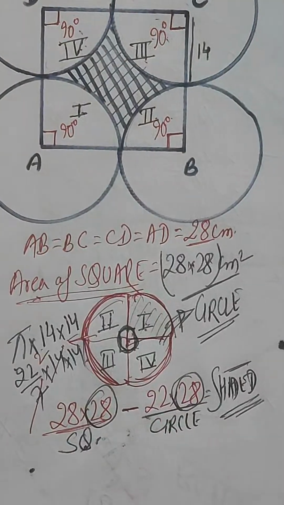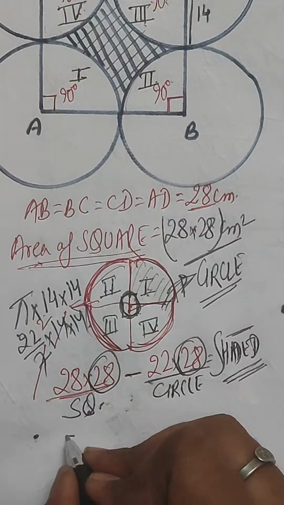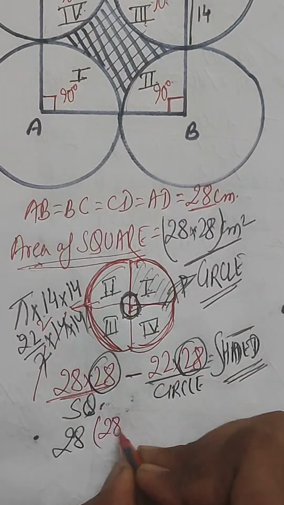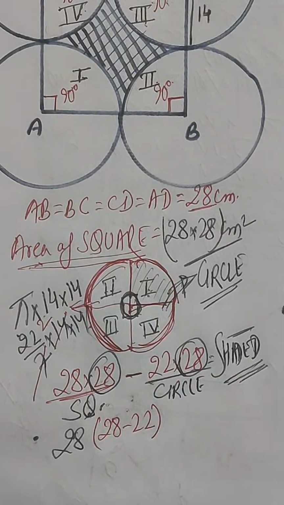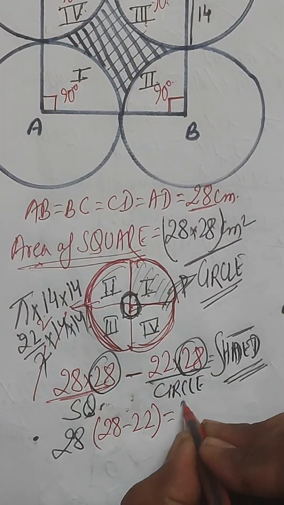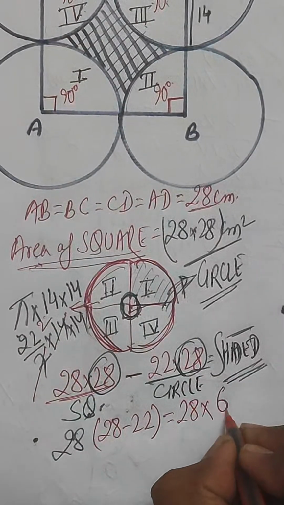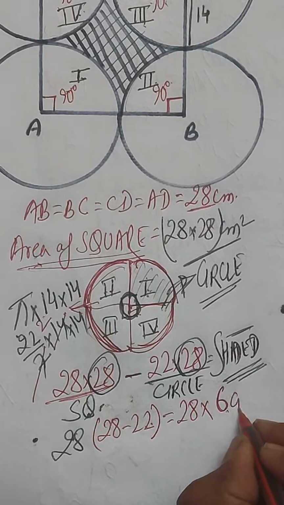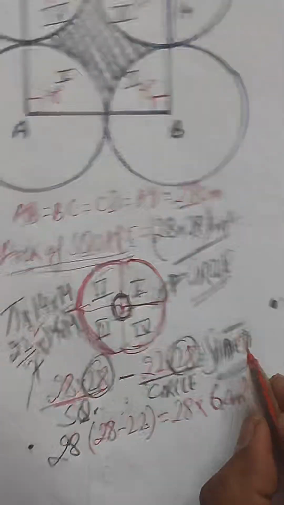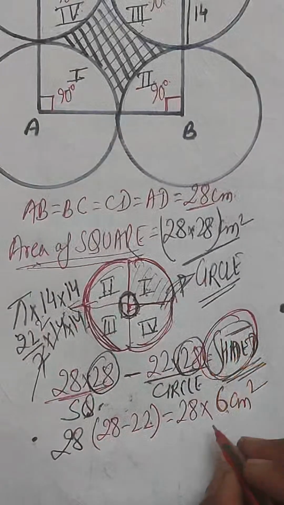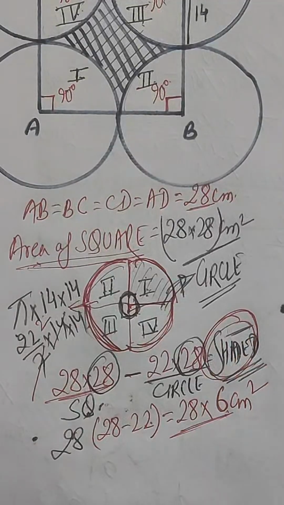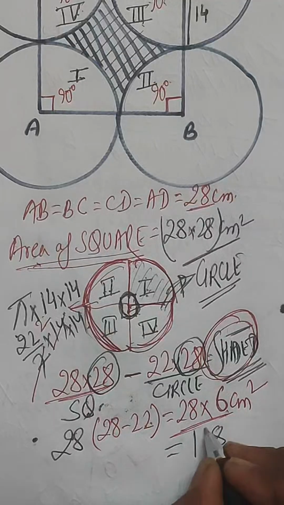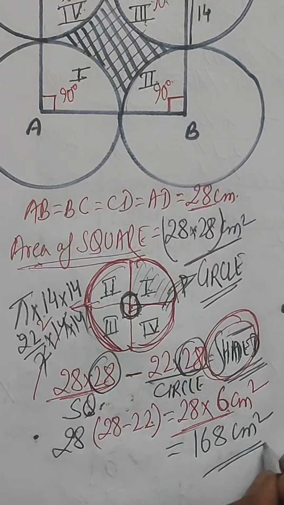If 28 is taken as common, then inside the bracket we are left with 28 minus 22, isn't it? So this will give you 28 into 6, because 28 minus 22 is 6. This much centimeter square is the shaded area. 28 into 6 centimeter square will give you 6 eights are 48, carry 4, 168 centimeter square.